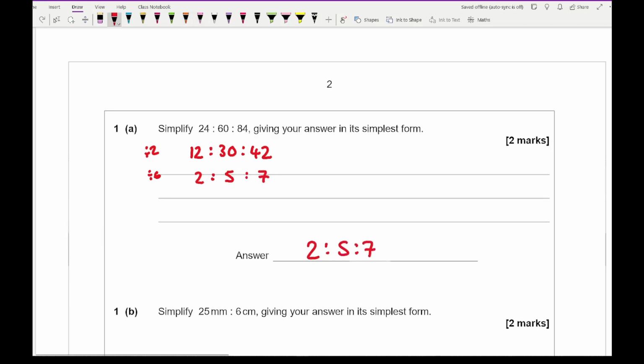Now if I gave any correct simplification of 24 to 60 to 84 that wasn't 2 to 5 to 7, I would get one of the marks. But if I wrote down 2 to 5 to 7 straight away, I'd get 2 marks regardless. So again, not much working out if you can see it straight away. So if you can see that all of those numbers are multiples of 12 and you get straight to 2 to 5 to 7, then you'll get 2 marks because you've simplified it in its simplest form.